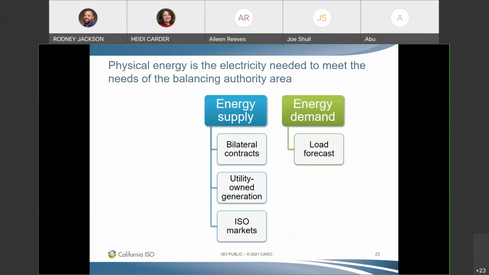Now, physical energy is electricity needed to meet the needs of the balancing authority area. So energy is the actual physical product. In general, much of the energy used within California is procured through bilateral contracts outside the ISO markets, in which supply is purchased under contract to meet demand. This energy needs to be scheduled into the ISO market so that the ISO can use information to monitor the physical energy flows on the system. Now, in most cases, energy that is procured outside the California ISO markets is submitted as a self-schedule.